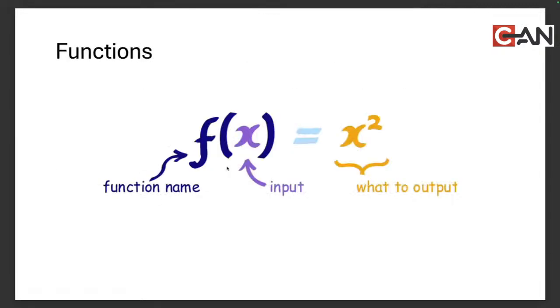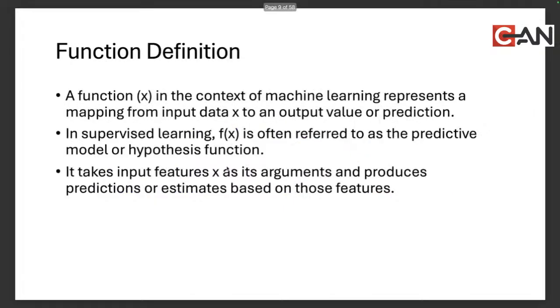Our machine learning algorithms are also functions. So if we think about linear regression or logistic regression, those are also functions. So a function in the context of machine learning is mapping input data to an output value or an output prediction. That is essentially all of our algorithms that we talked about in the previous class are all functions.